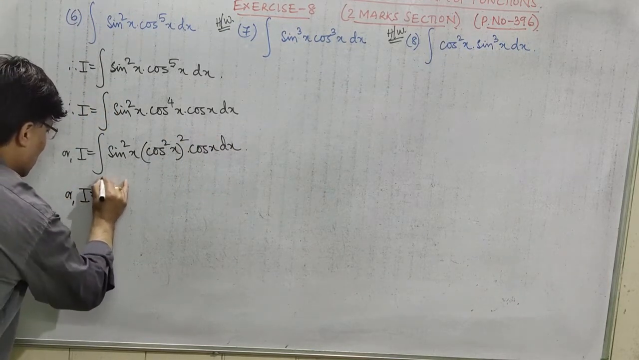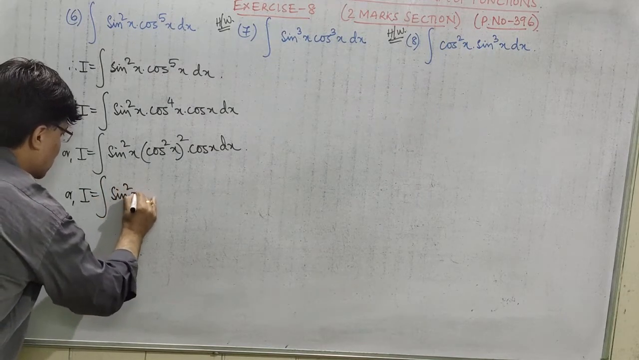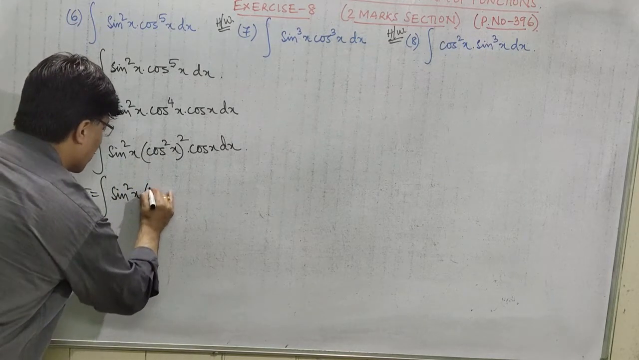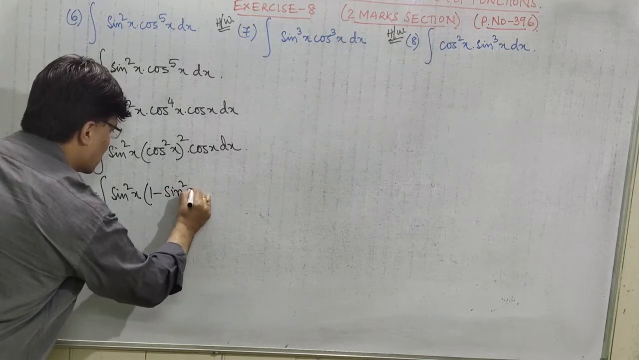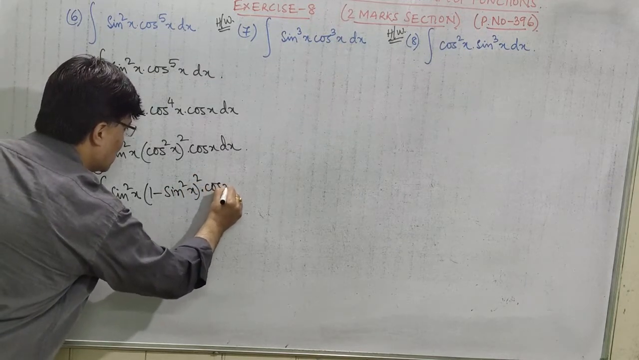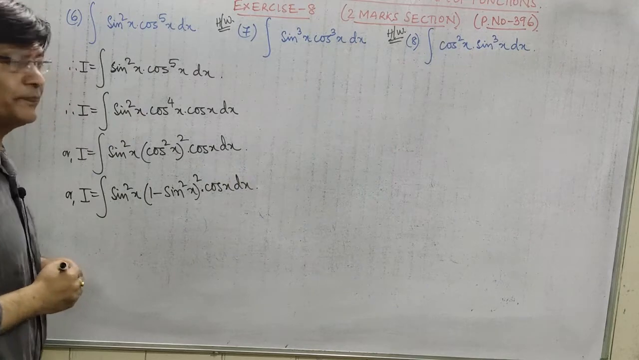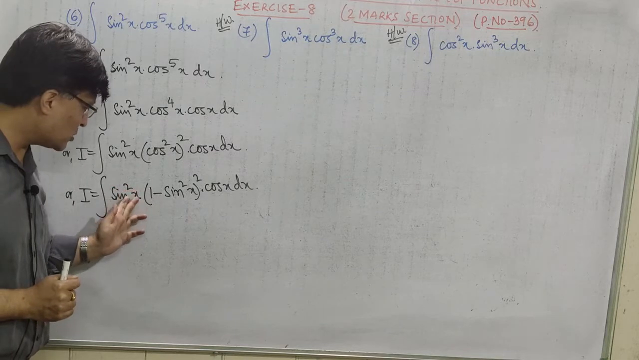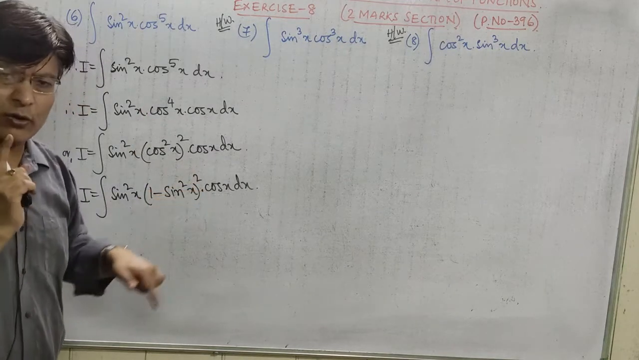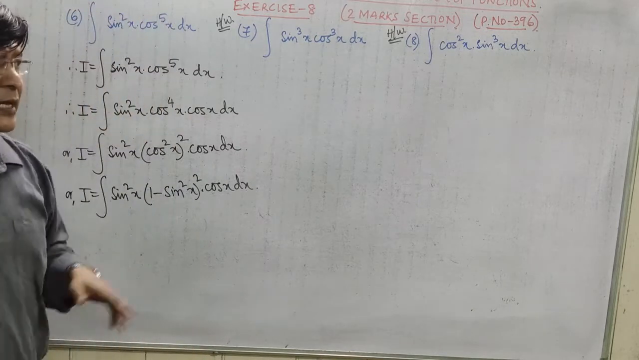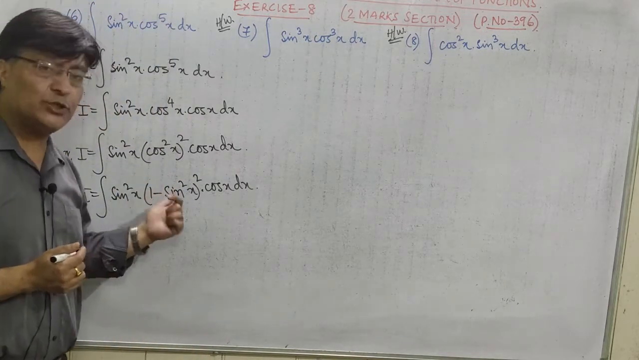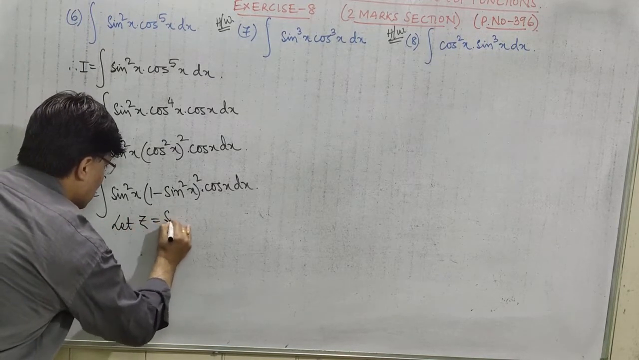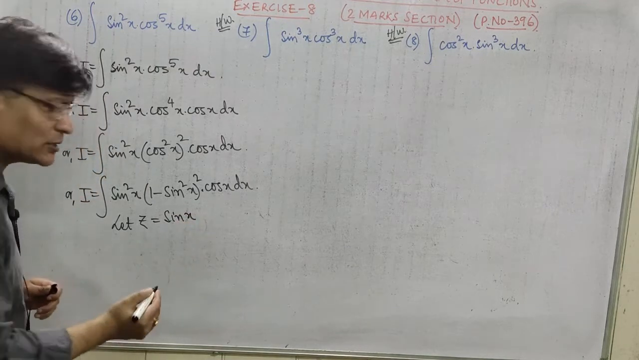Or I is equal to integration of sin square x. Now you can convert this cos square x in terms of sin x. What is the formula? This is 1 minus sin square x whole square into cos x dx. So I think you have understood it. Okay? Now, since there is sin square x into 1 minus sin square x whole square and only cos x is there, and you know that the differentiation of sin x is always cos x, you can assume sin x as z. So let z is equal to sin x. Now let us differentiate it.